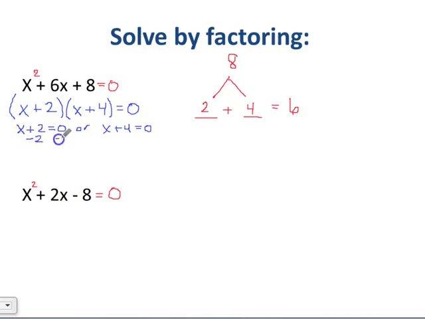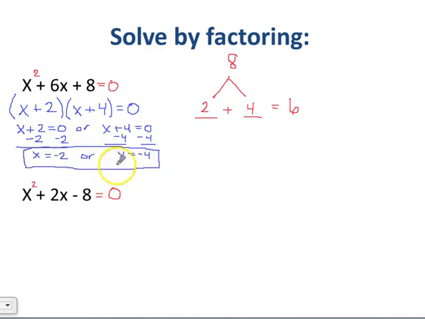So to solve the first equation, I'm going to subtract 2 from both sides, and I get x equals negative 2. Or I can solve my second equation and get x equals negative 4. So those are my two answers: x can equal negative 2 or x can equal negative 4.